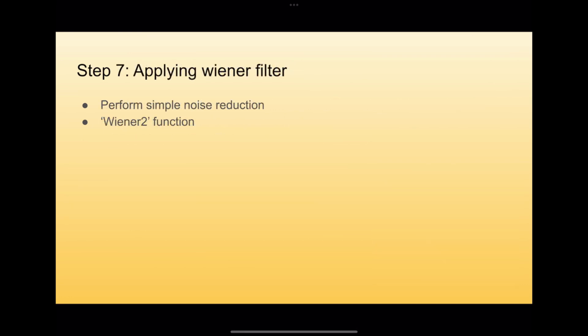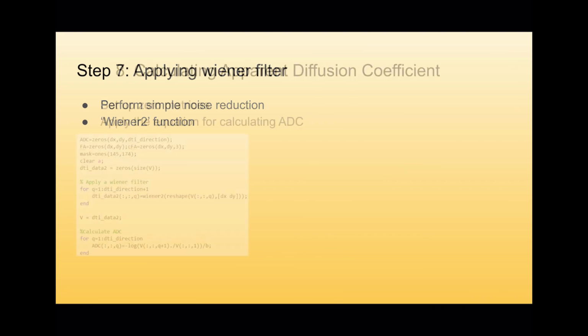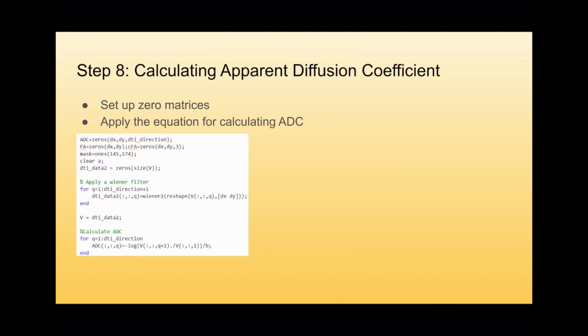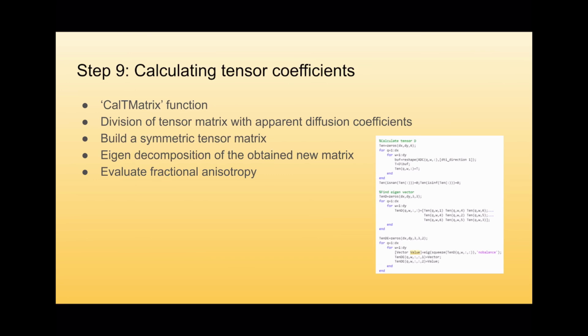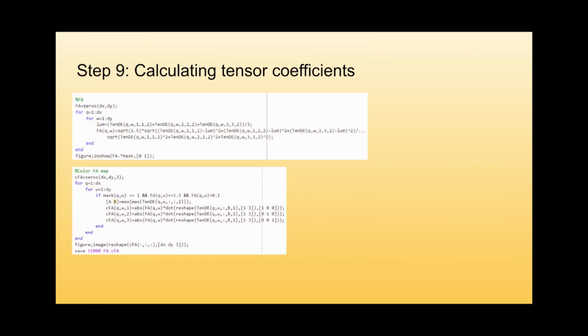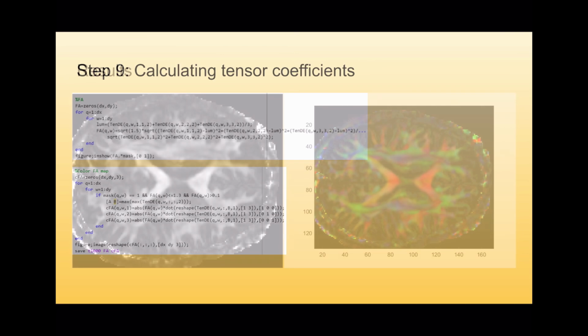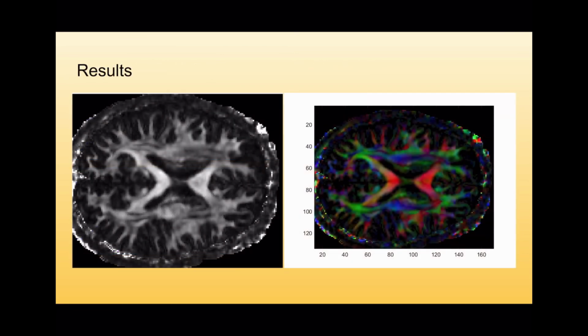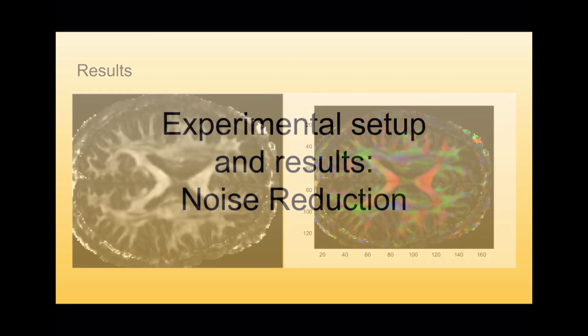Then, we apply a Wiener filter to perform simple noise reduction with the wiener2 function. The next step is to calculate the apparent diffusion coefficient with the formula introduced earlier. A series of operations, including division, symmetry, and eigendecompositions, are applied to the data. Eventually, we evaluate the fractional anisotropy. Here are the fractional anisotropy and the colored fractional anisotropy map generated.